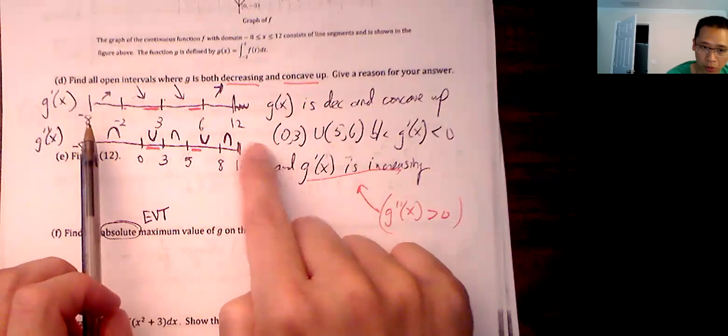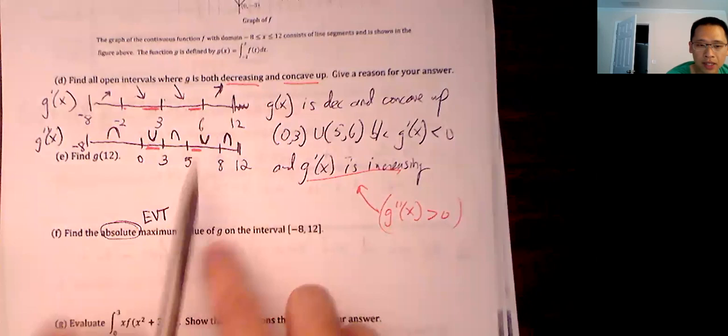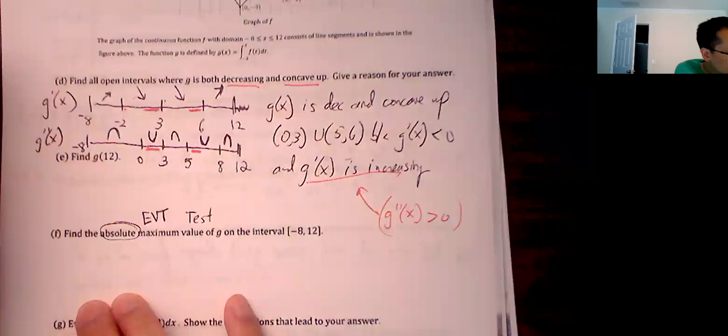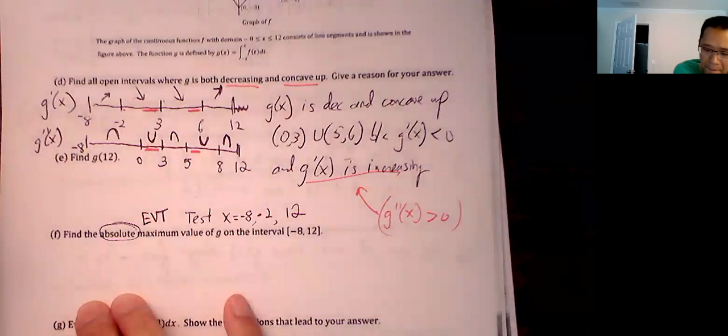Only to test the endpoints and relative max. There's no need to test critical points that are neither relative max nor relative min. And also there's no need to test relative min in this case, since we're only looking for absolute max. Okay, so we'll test x at negative 8, x at negative 2, and x at 12.